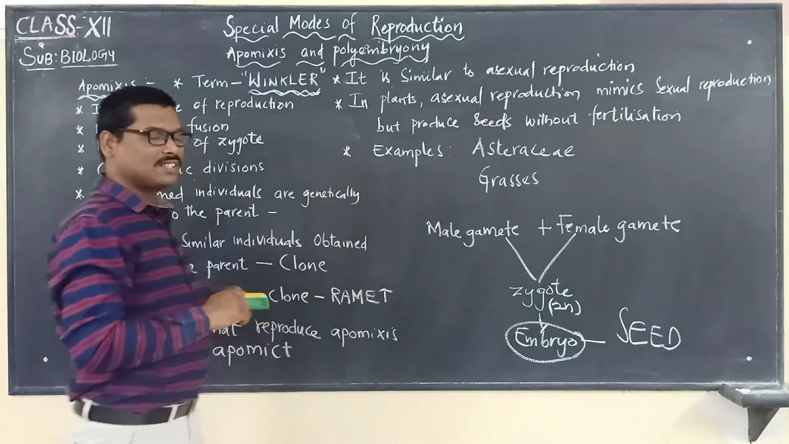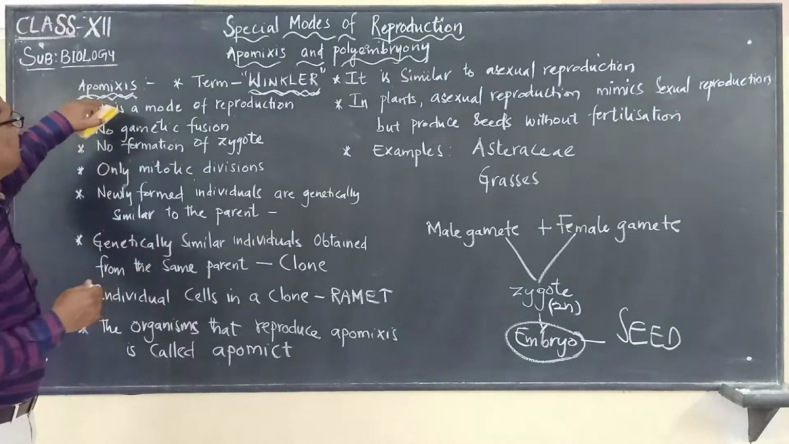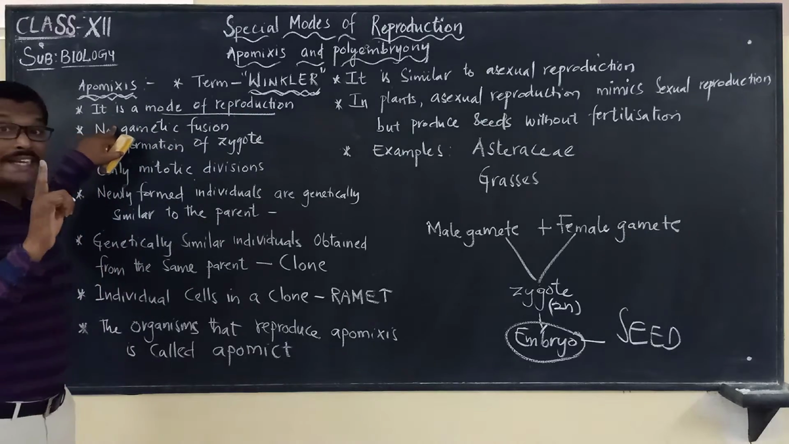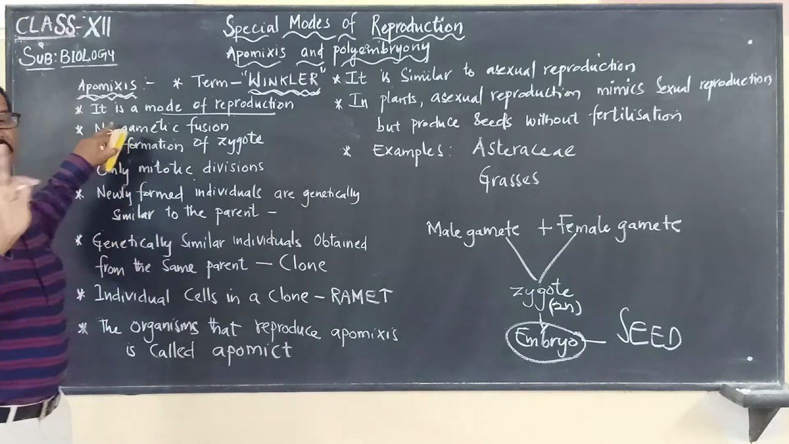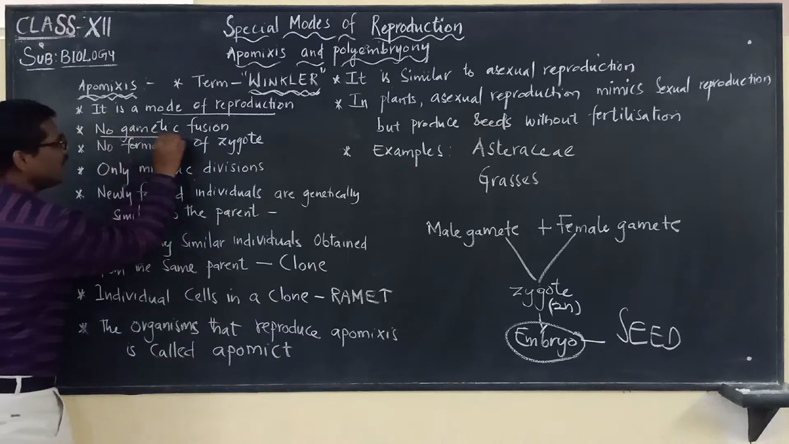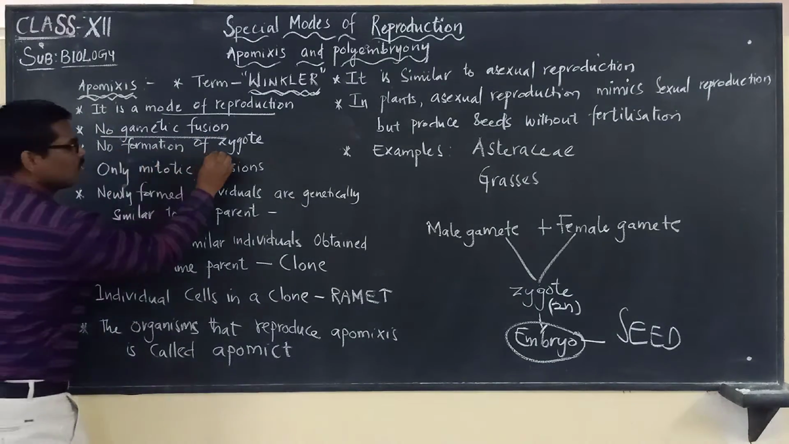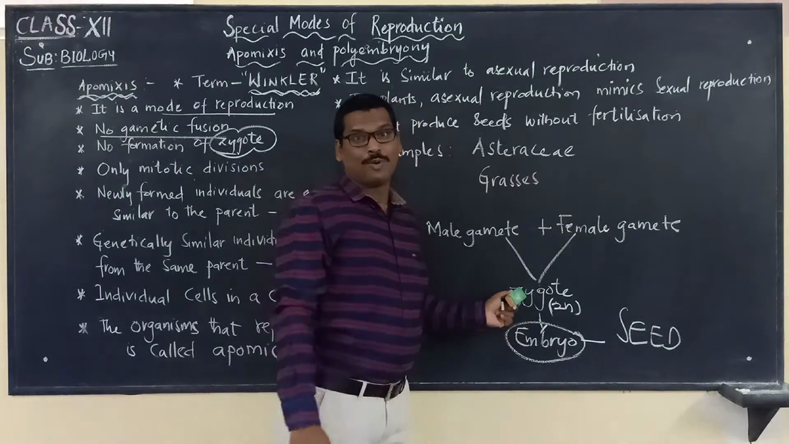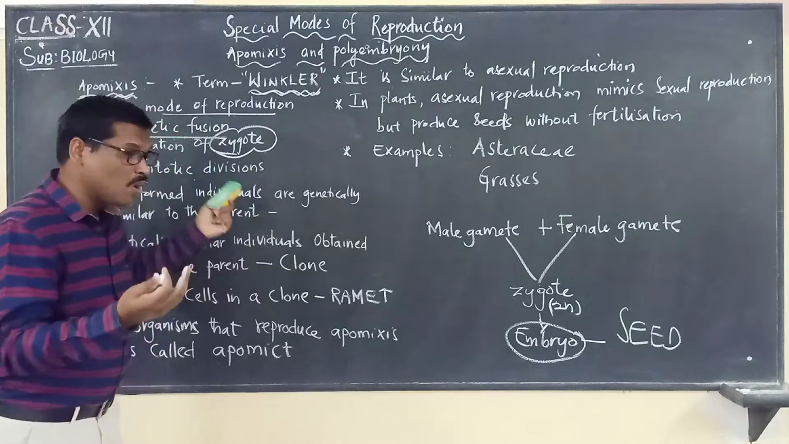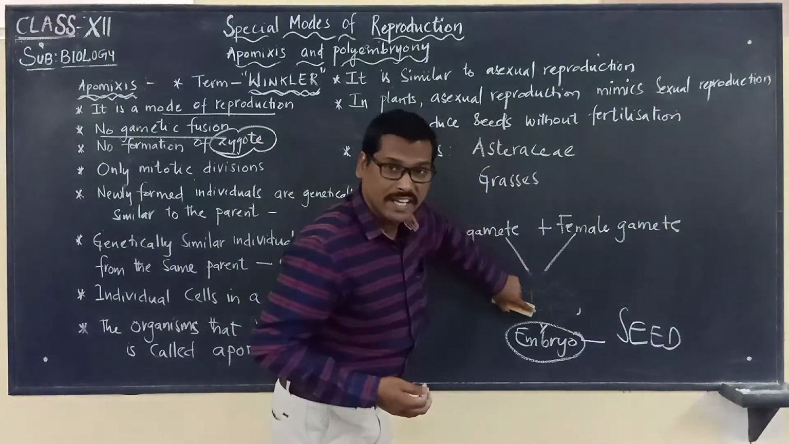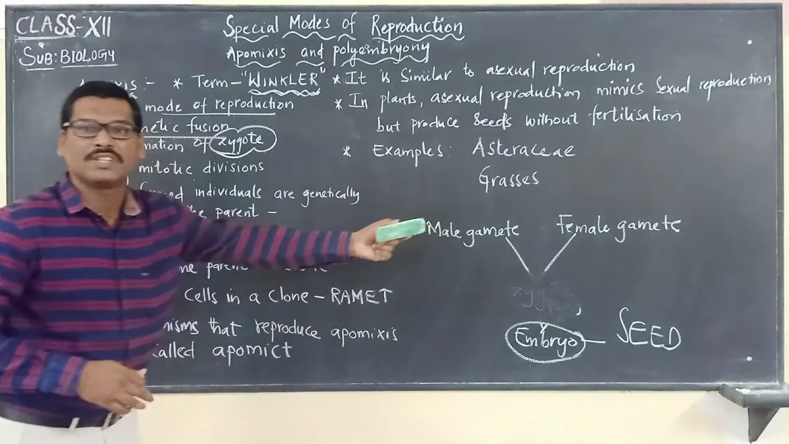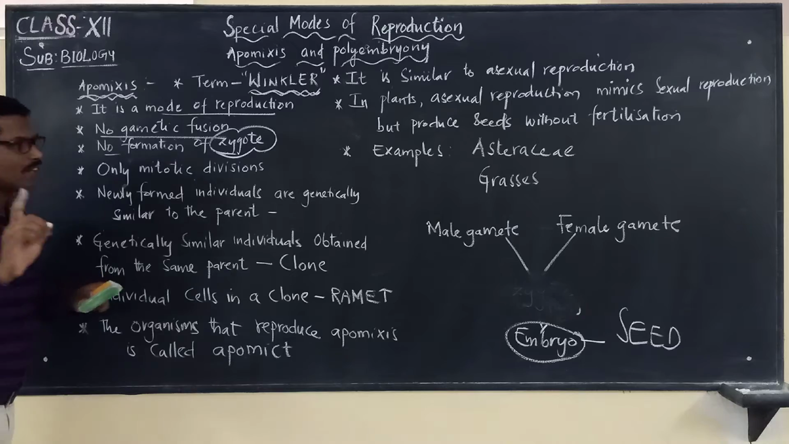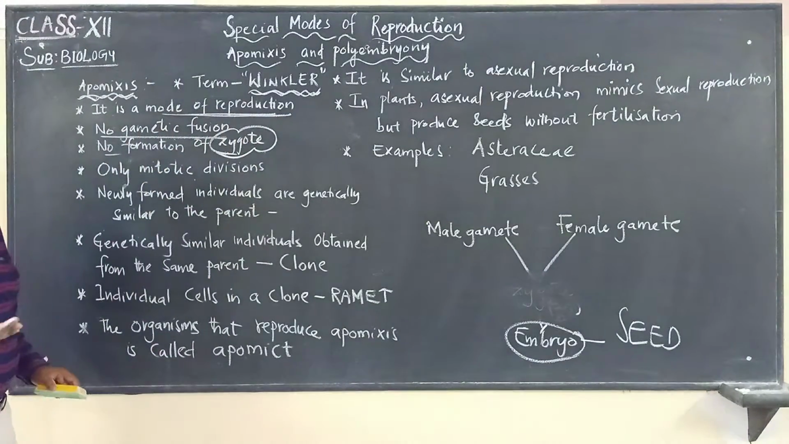That process is sexual reproduction. But apomixis is not sexual reproduction. Even though we say it is a mode of reproduction, there is no gametic fusion. There is no male gamete fusing with the female gamete, and obviously there will be no formation of the zygote. Zygote is formed only when the male gamete fuses with the female gamete. Since there is no such fusion, there is no chance of zygote formation. But still, we are calling it a mode of reproduction.